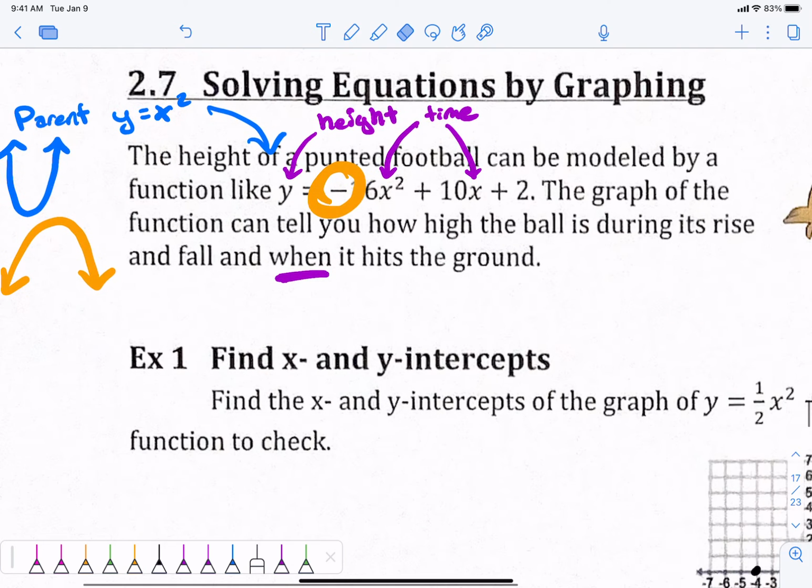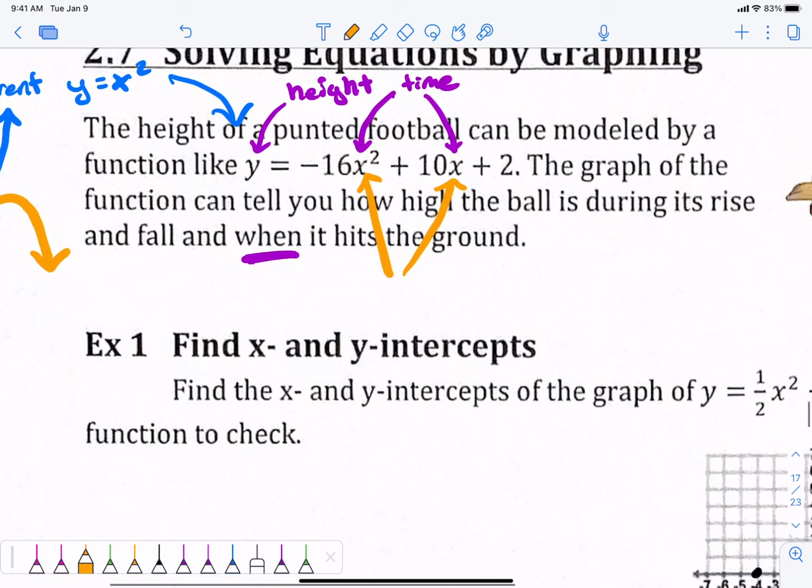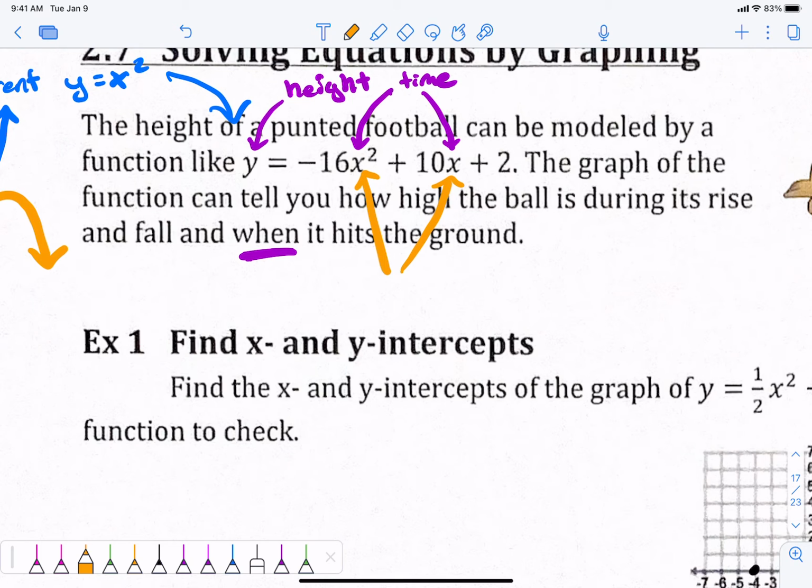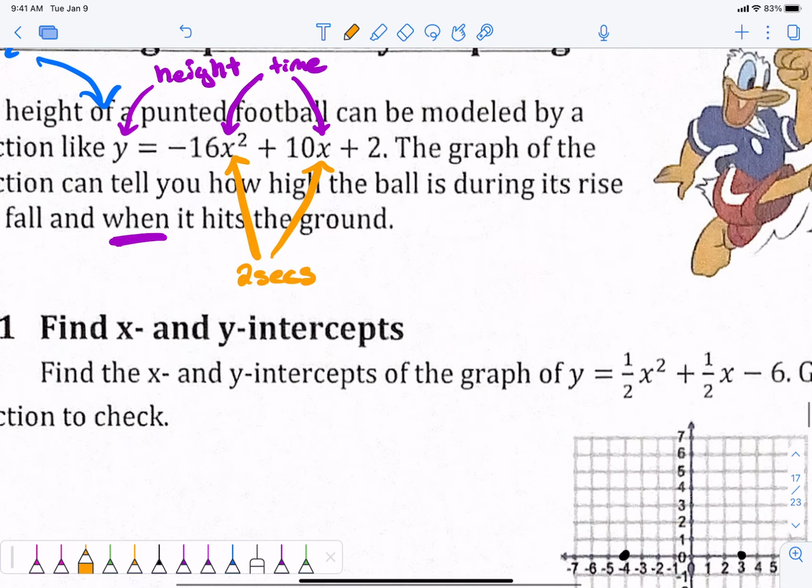What I'm going to be able to do is plug a number in for x, and it will tell me the height that the football is at. It's going to be a weird answer that we get out, and I'll explain that in a second. But let's say I'm interested in finding out where the ball is located 2 seconds after I kick it. So I'm going to plug 2 in for x.